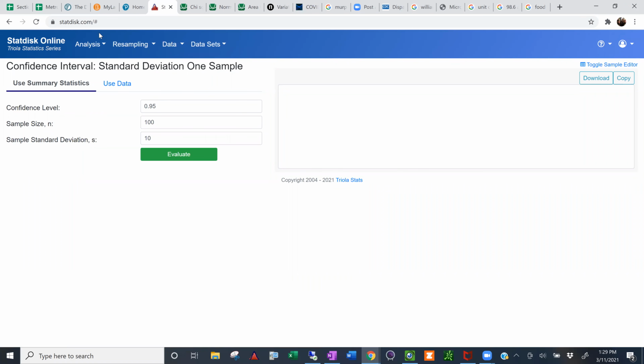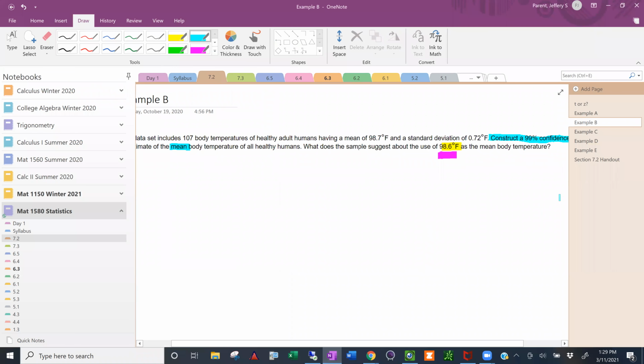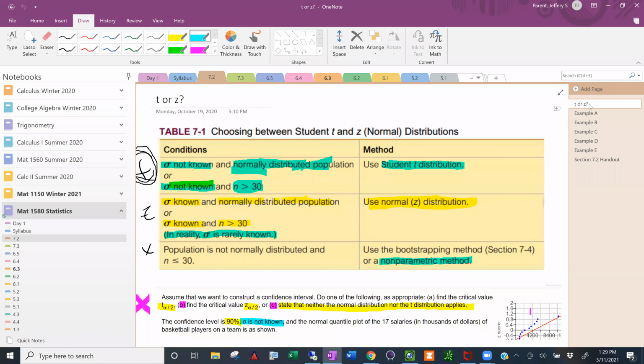Any other comments or questions about example B here? All right. Now, one of the things that we have to look at yet is how we're going to choose between a Z distribution and a T distribution to create our confidence intervals, but we'll do that after a quick break. So we'll stop things here.